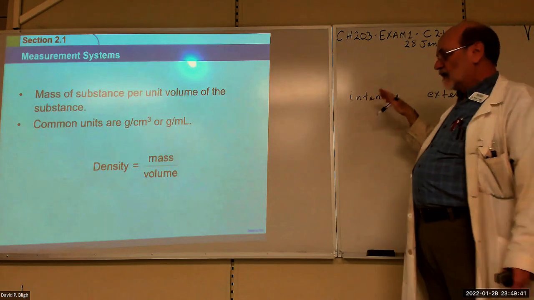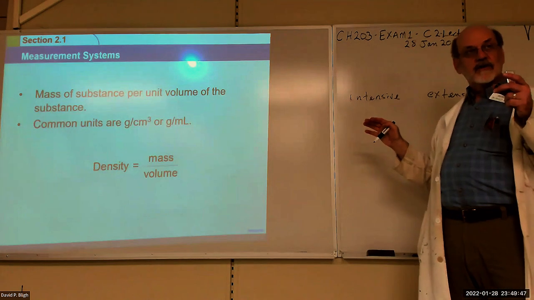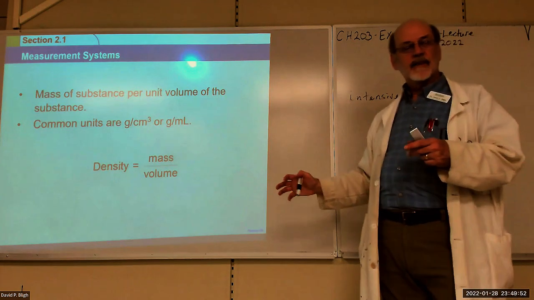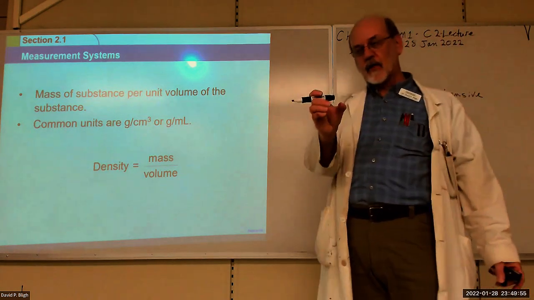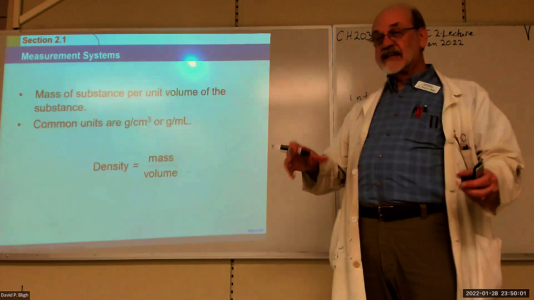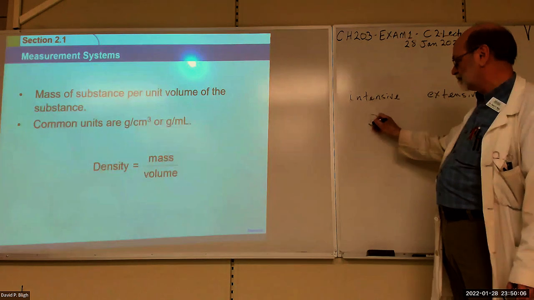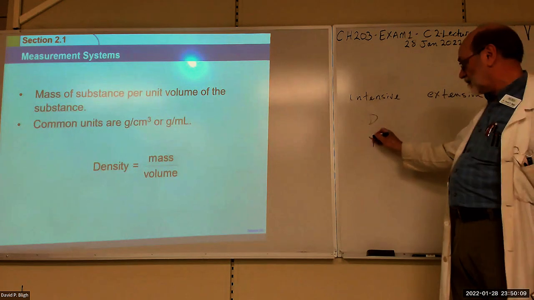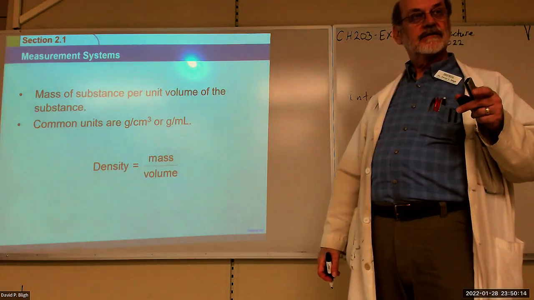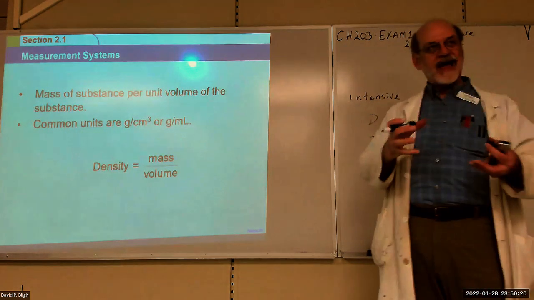Intensive values never change for a given substance, no matter how much of it you have. And density is a good example of that. So if I have a cup of water, the density of that water is 1 gram per milliliter. If I have a swimming pool full of water, the density is still 1 gram per milliliter. That's an intensive property, density. Temperature is an intensive property. It doesn't matter how much blood you draw, it's going to be 37 degrees. Whether you've got a thimble full or you got a bag, right?